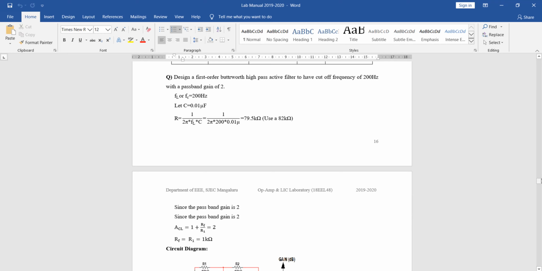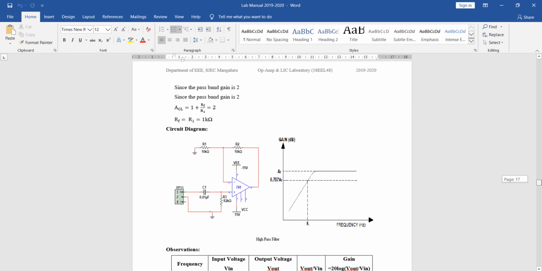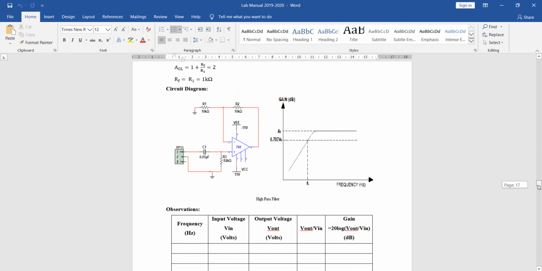Since the passband gain is 2 and it is a non-inverting amplifier, the closed loop gain ACL will be equal to 1 plus RF by R1, which is equal to 2. Therefore RF is equal to R1, and we will be using it as 10 kilo ohms. So instead of 1 kilo ohm we will use 10 kilo ohms. So this will be the circuit diagram. It is only a slight modification to the previous circuit: interchanging the positions of R and C, and the rest of the circuit remains the same.